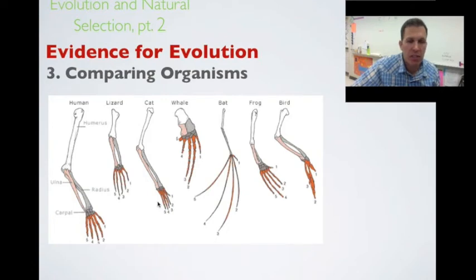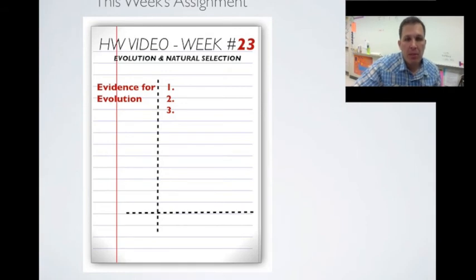Okay, so that shows us that we have a common ancestor back in the past that branched off and split off to form all these different species, including ourselves. All right, so make sure you write that down.